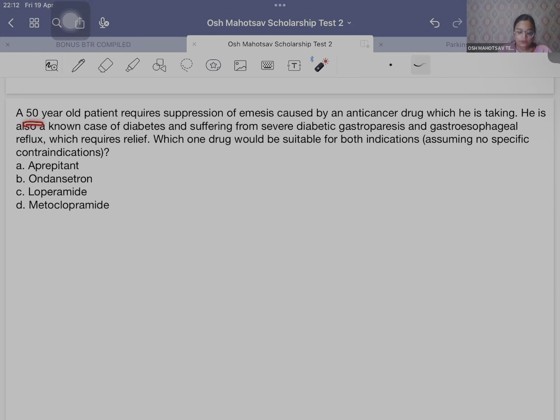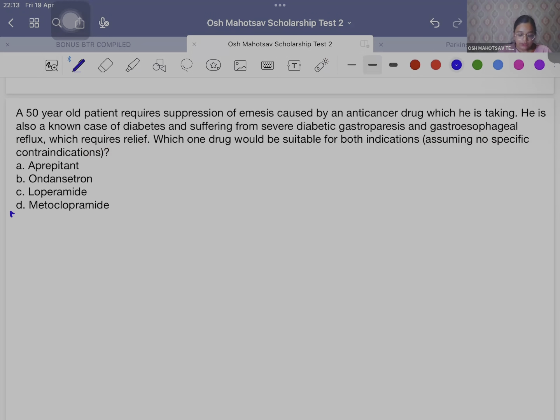Next question: a 50-year-old patient requires suppression of emesis caused by the anti-cancer drug he is taking. He also has known diabetes, suffering from severe diabetic gastroparesis and gastroesophageal reflux, and requires relief. Which drug is suitable for both indications?